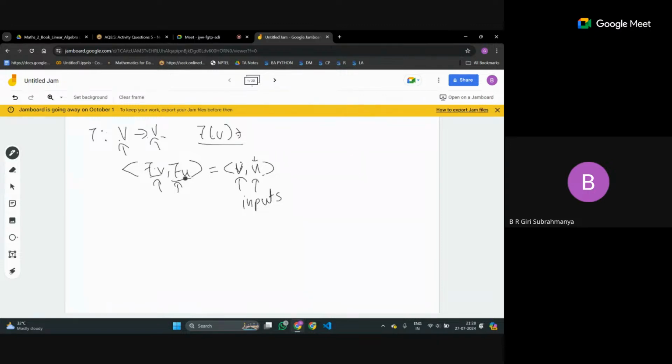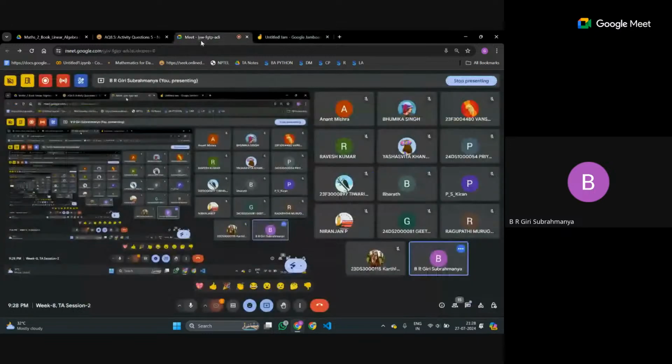If this inner product is equal to this inner product for all such vectors V and U in the vector space, in the domain, then we say this is an orthogonal transformation. Clear? Yes. Okay, this is the basic definition.